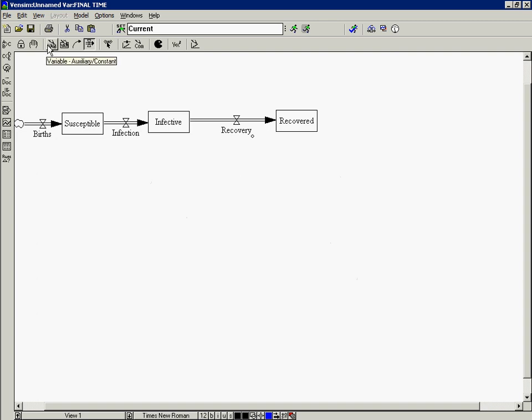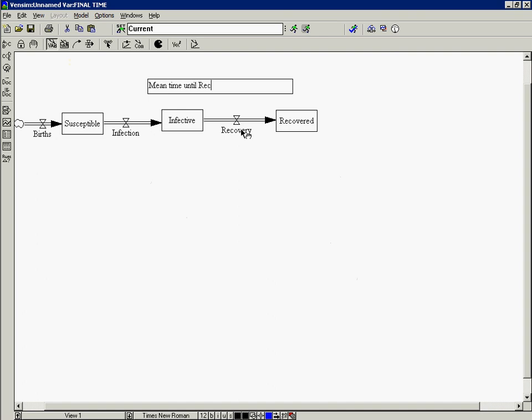I will create a variable, and you'll notice I'm going up here to create this variable. It's going to be called mean time until recovery. And we're going to hitch that up in a first order delay sort of way. So this is going to be a first order delay from infective. The flow out of infectives is going to be associated with a first order delay.